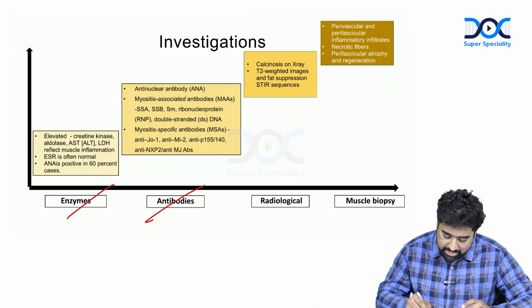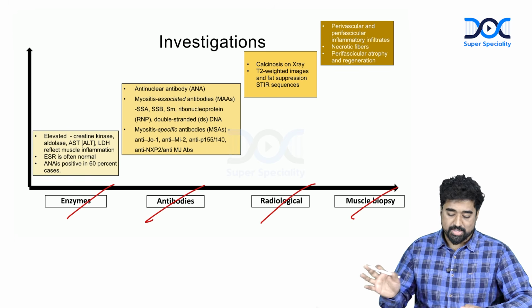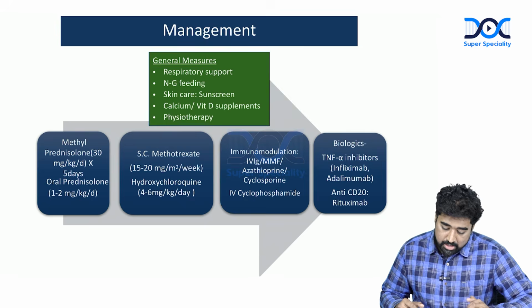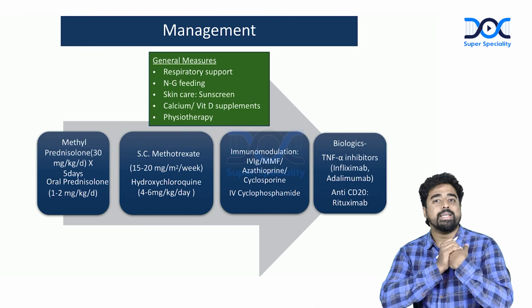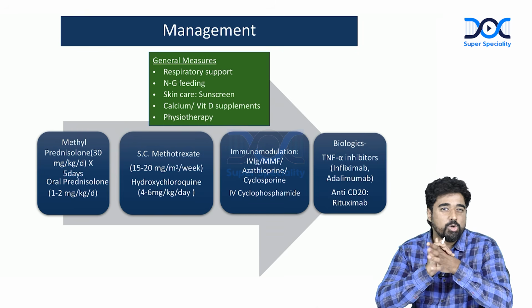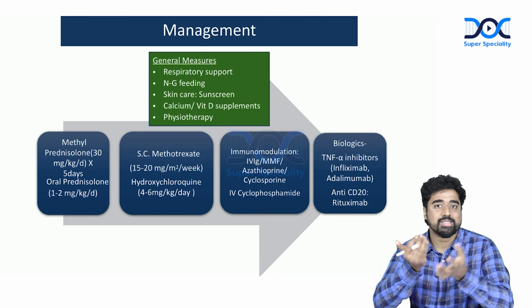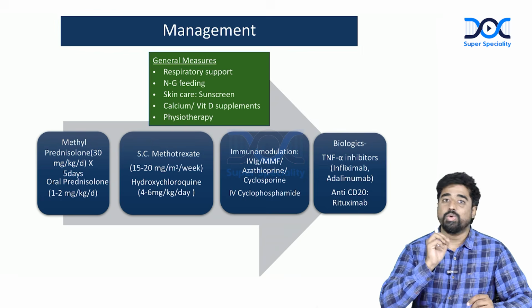Investigations, we told you: enzymes, antibodies, radiology and muscle biopsy, which is a question mark. You may or may not do it. Then you come to management. Management is something that I'm pretty sure they won't ask you in depth, but you should understand how to treat, right? So the main treatment is again immunosuppression, but here you will use agents.